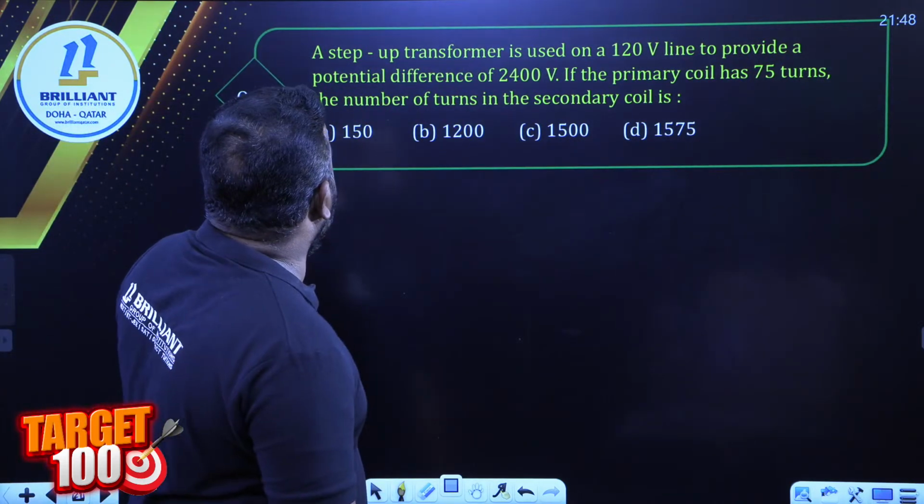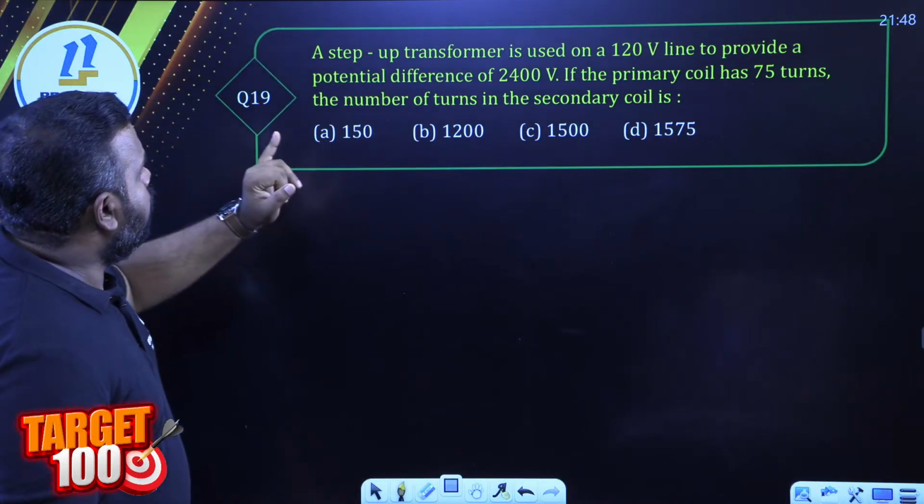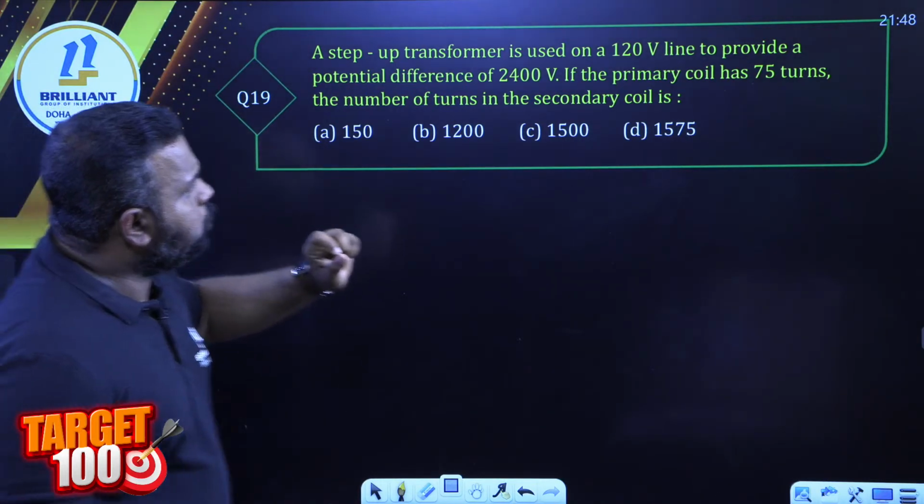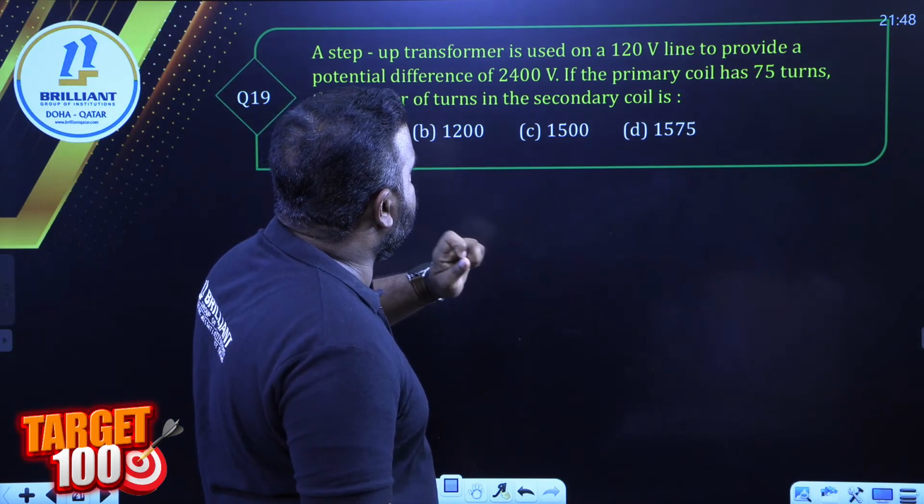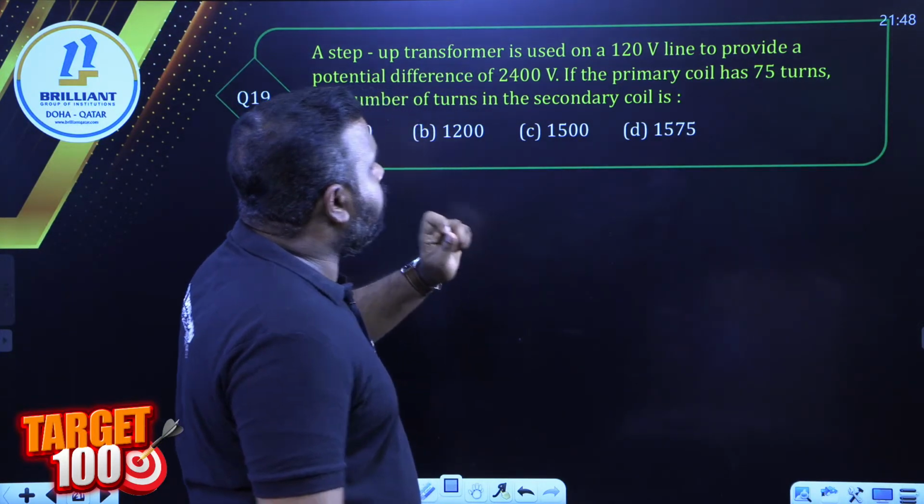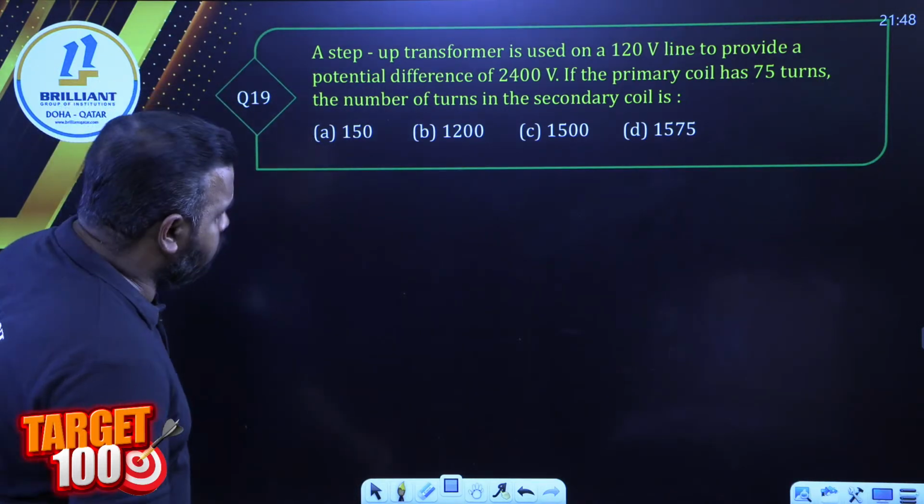Question number 19. Again, a transformer question. A step-up transformer is used on a 120 volt line to provide a potential difference of 2400 volt. If the primary coil has 75 turns, find the number of turns in the secondary coil. It's a very simple question, right?